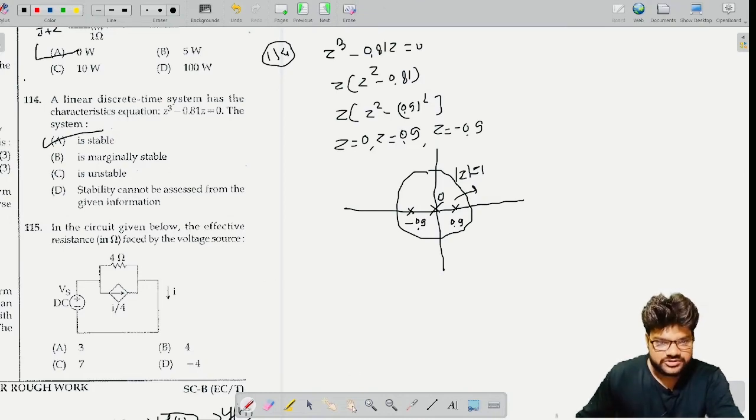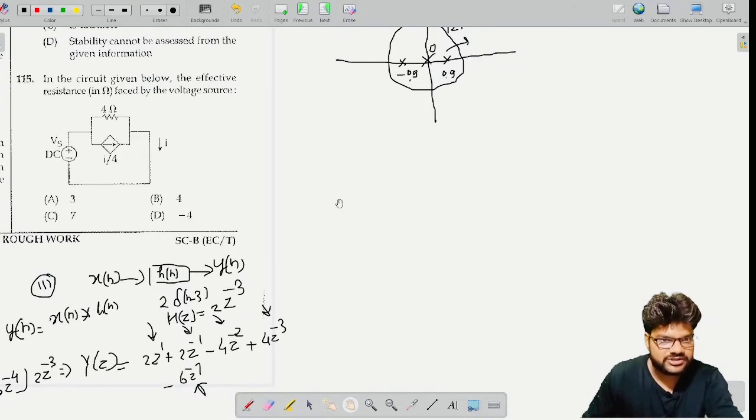Now let's go to the next question. Question is 115. In the circuit shown below, what is the effective resistance in ohm faced by the voltage source? From looking at this voltage source, we have to find out the resistance. The current I is going there, and the same current will come back. So our aim is to find out Vs by I, and that is going to be Rs.